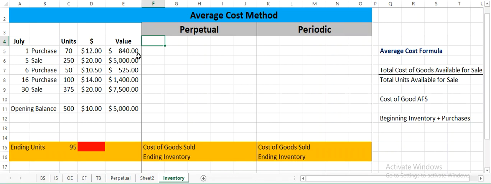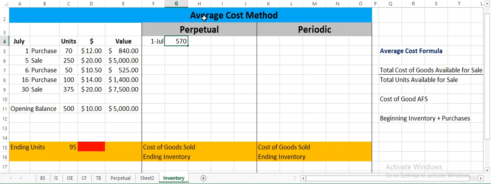So on July 1st, what happened is we had 50 units that were available at $12. And so under the perpetual system, we're carrying everything down. So what we have to remember is, of the units that we have on July 1st, how many units do we have available for sale? Well, we said that we purchased 70, but that's not all that we would have available for sale, because the opening balance is also available. And so our units here is going to be 500 units plus 70 is what's available for sale.